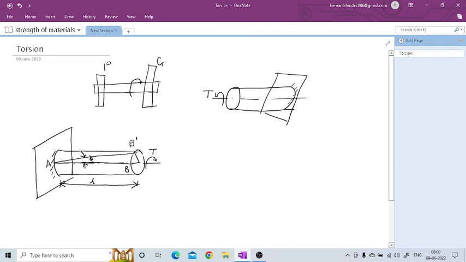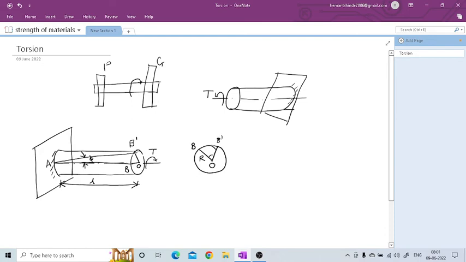If you see this cross section, which is circular, the radius of this shaft is R. This is the point B, and this is the center. After the twist, it will move to B dash. So consider a new point B dash.